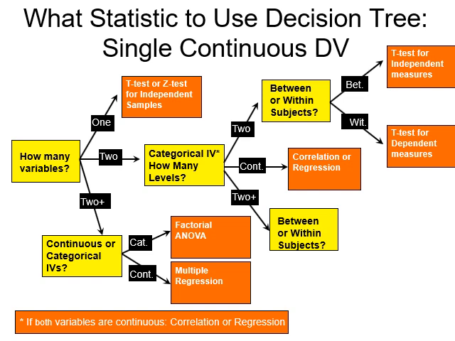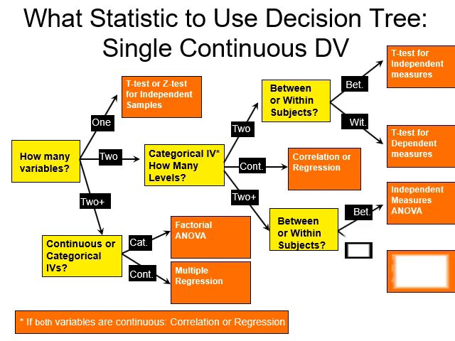Now, if the answer is that we have more than two categories in that single IV, again, we have the between or within subjects question. If it's between, we're at the independent measures ANOVA, and if it's within, we have the repeated measures ANOVA. So this is covering most of the statistics we're going to cover for the first half of this class, all in a decision tree, all based on simply three questions: how many IVs, what kind of IVs, and how are people being exposed to those IVs?